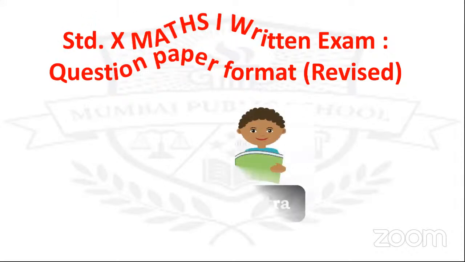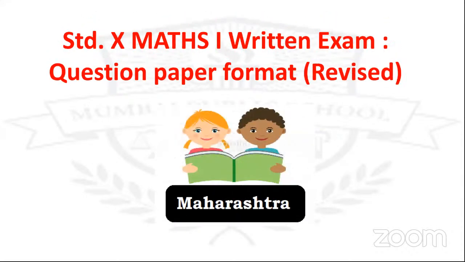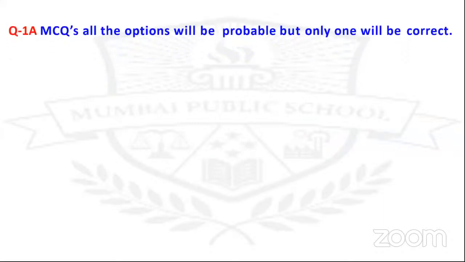Now here what I'm going to do is display the format here, the prelim paper, and then we are going to go through the solution of this one by one. Now here, question number 1A. Understand, this question number 1A consists of MCQs, multiple choice questions. All the options will be probable answers, but only one of them will be correct.